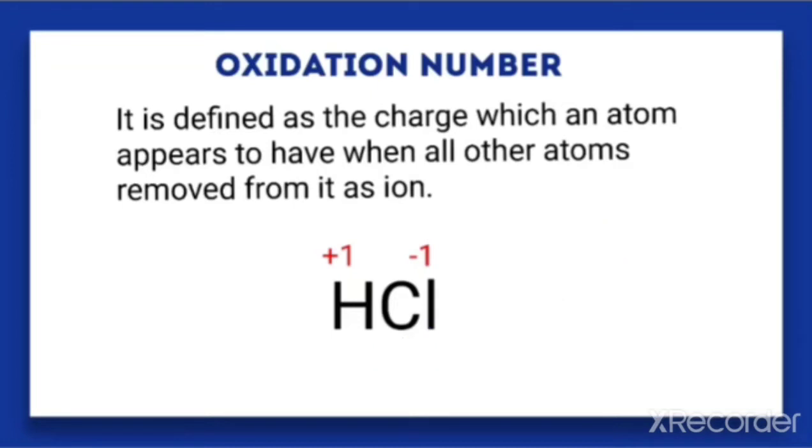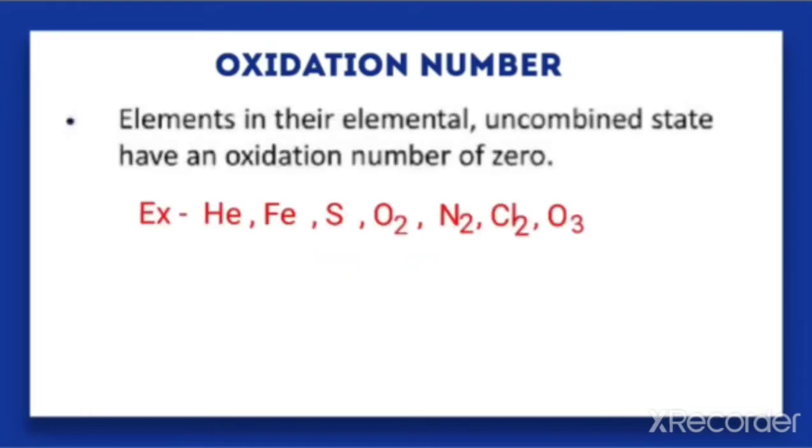In order to find out the oxidation number for any particular element in a given compound, we need to remember some rules which we need to follow. First one: the elements in their elemental or uncombined state have an oxidation number of 0. That means if any element is present in the uncombined state, like He, helium, Fe, iron, sulfur, the oxidation number for all these is 0.